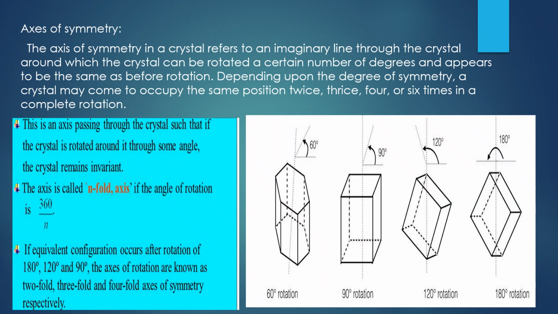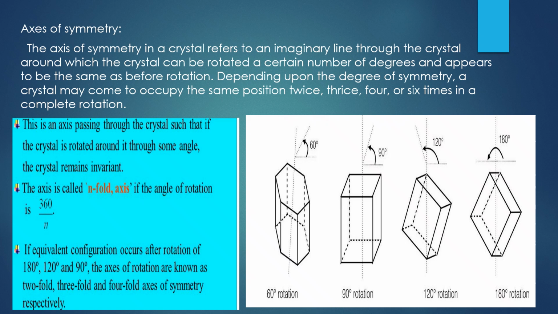Axis of symmetry. The axis of symmetry in a crystal refers to an imaginary line through the crystal around which the crystal can be rotated a certain number of degrees and appears to be the same as before rotation. Depending upon the degree of symmetry, a crystal may occupy the same position twice, thrice, four, or 6 times in a complete rotation. This is an axis passing through the crystal such that if the crystal is rotated around it through some angle, the crystal remains invariant.